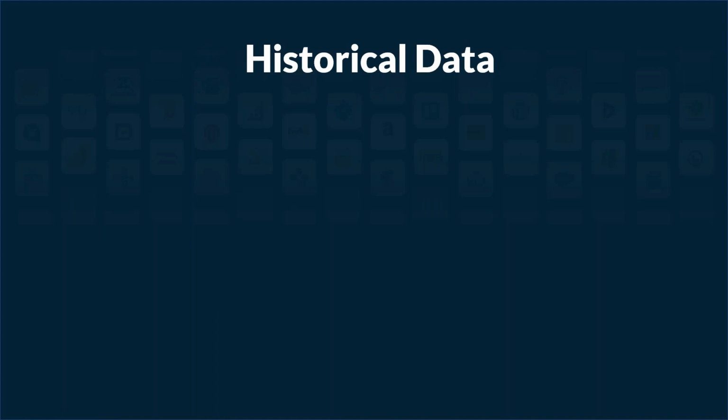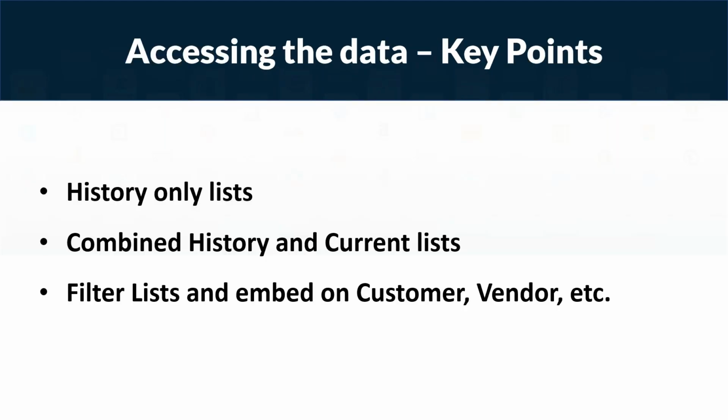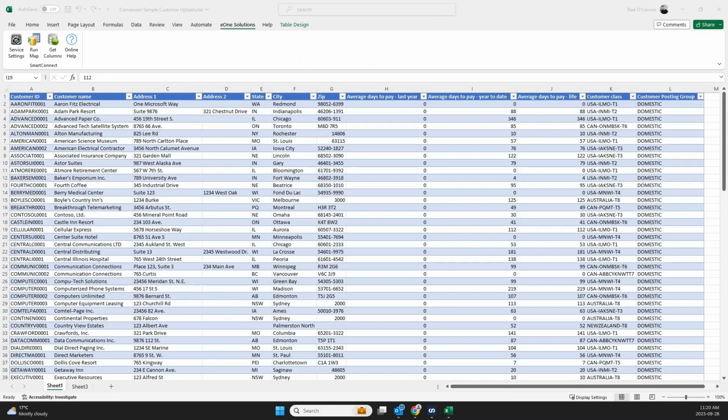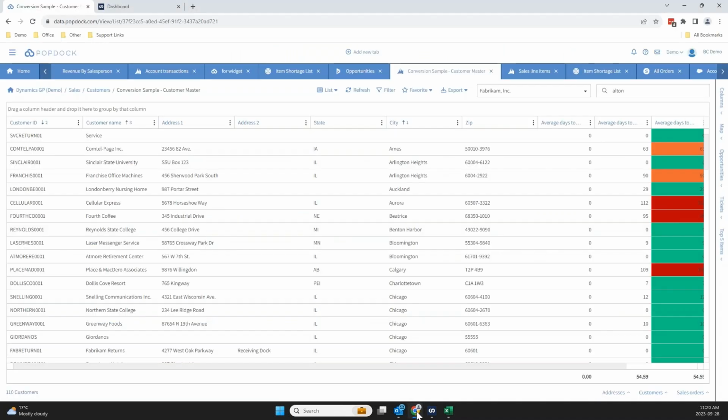Okay, so now we get into our historical data. Okay, so we have a few different points here. So I'm going to show you inside of Business Central a couple of examples of history only, combined history, and then what you can do with those. So I'm going to jump into Business Central.